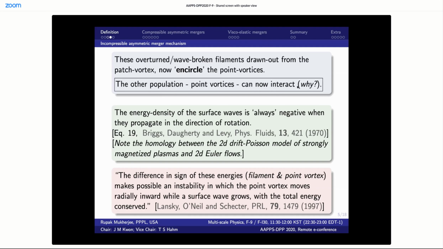However, the energy density of the point vortices is positive. So the difference in the sign of these energies, that is the filament and the point vortex, makes possible an instability in which the point vortex moves radially inward while a surface wave grows, with the total energy conserved. I'd like to show a small movie for that. You can see here how the surface waves generate. They overturn like this, and these are completely nonlinear structures.